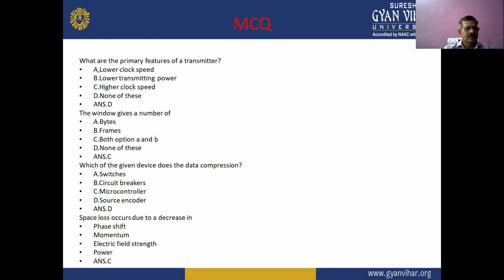Next question. What are the primary features of a transmitter? Option A, lower clock speed. Option B, lower transmitting power. Option C, higher clock speed. Option D, none of these. So the correct answer is option D, none of these, because if we say the primary feature of the transmitter is lower clock speed, that is wrong. Second, lower transmitting power, that is also wrong. Higher clock speed is also wrong. So none of these. The correct answer here is option D.